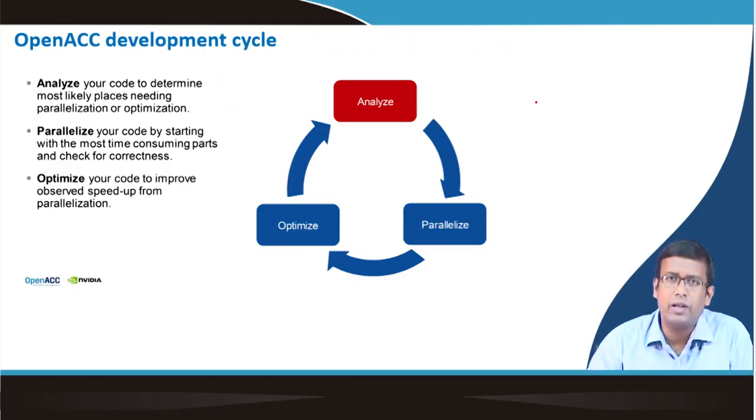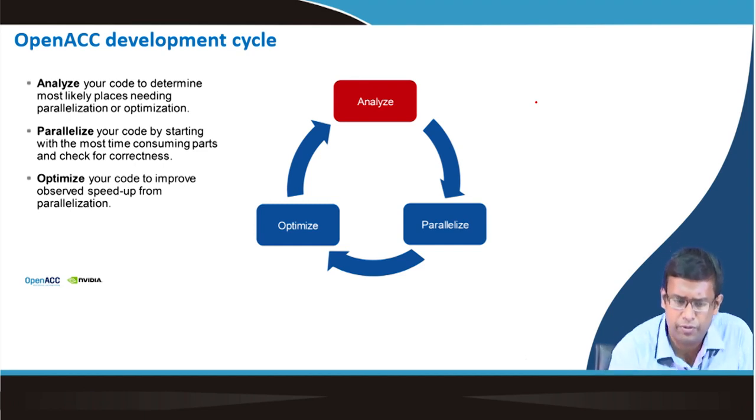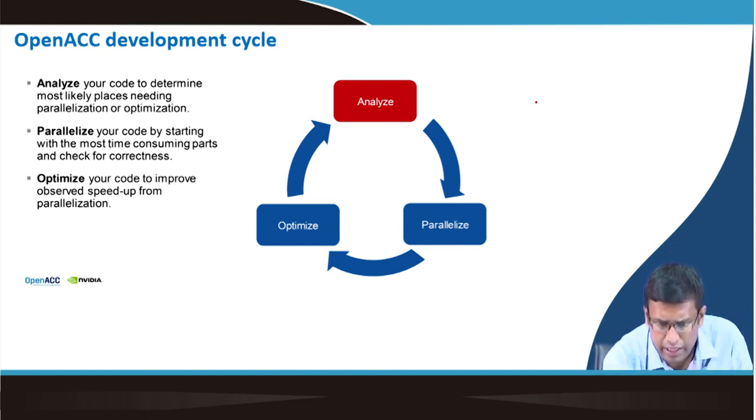So the OpenACC development cycle is typically specified by the OpenACC best practice guide and engineers working on OpenACC. So this is a formal way of approaching a large program and seeing how we can parallelize it. First, you have to analyze the code and determine the places where parallelization is required.